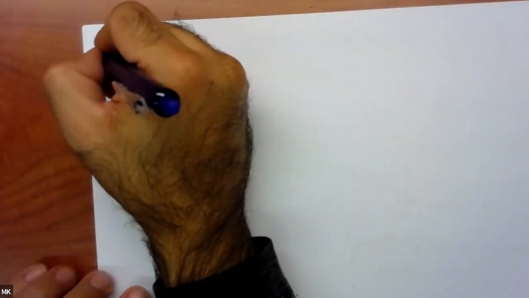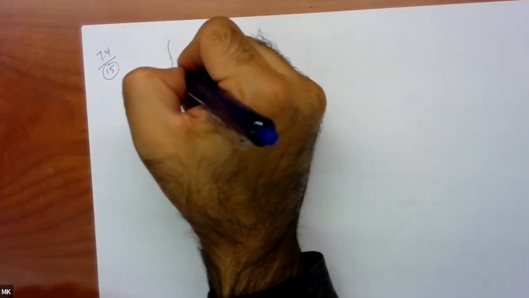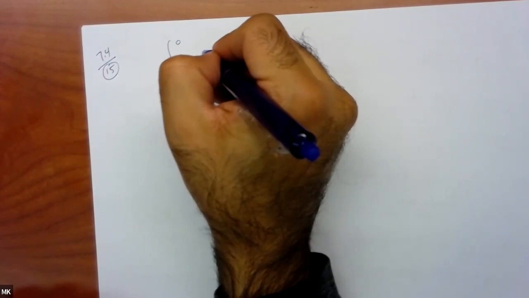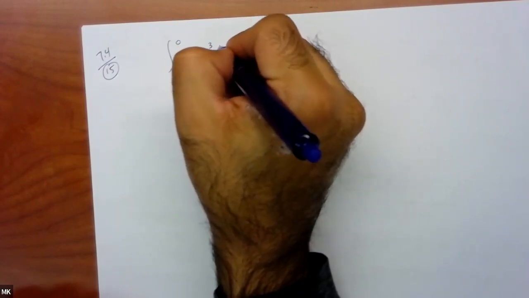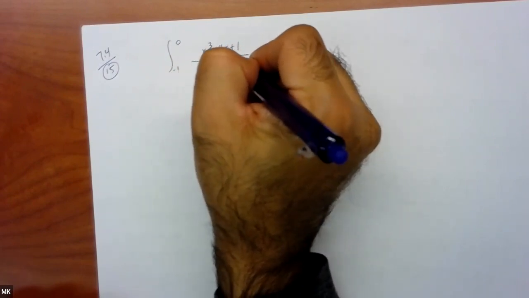So again, this is a case where the numerator has a larger degree than the denominator. This is 7.4, number 15. The integral from -1 to 0 of x cubed minus 4x plus 1 over x squared minus 3x plus 2.